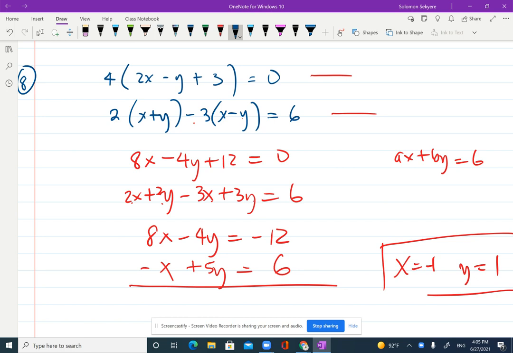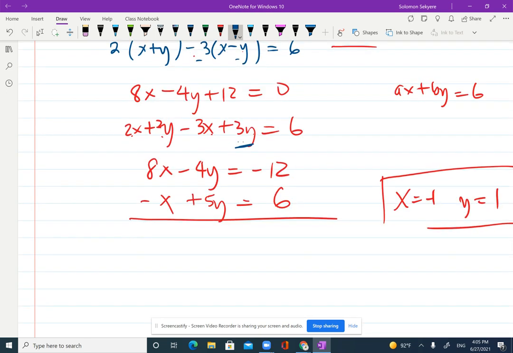And then the bottom here is 2x plus 2y minus 3x. And then negative 3 times negative y becomes positive 3y. So be careful. Equals 6. After that, you rearrange it to the standard form. So the top becomes 8x minus 4y equals negative 12. And after you combine your like terms, 2x minus 3x is negative x plus 5y equals 6.